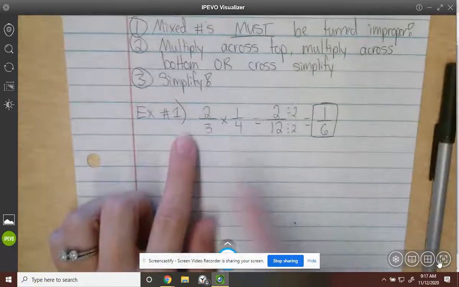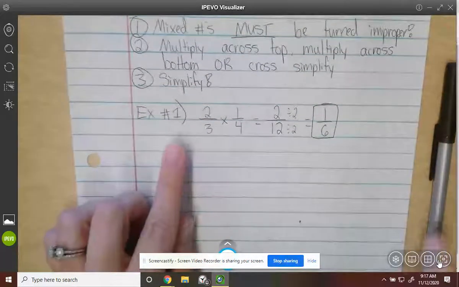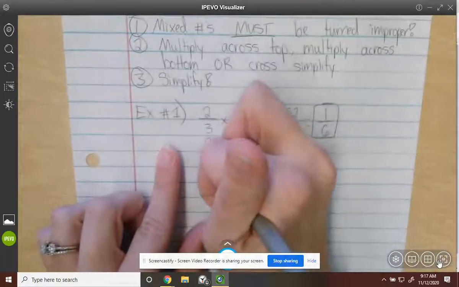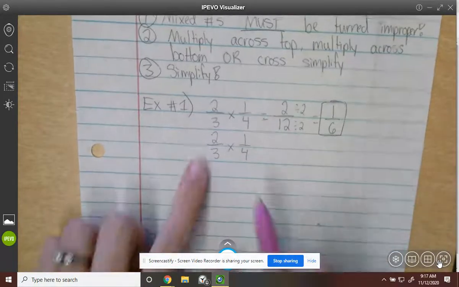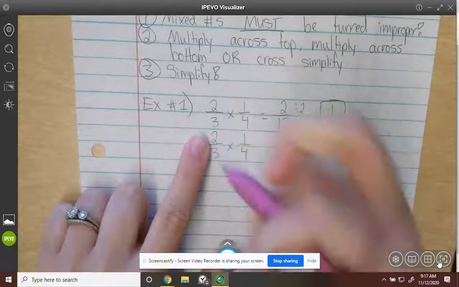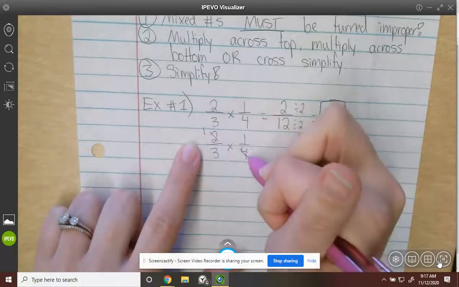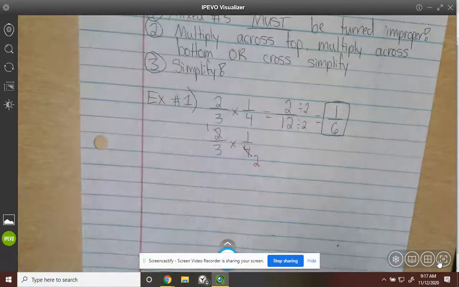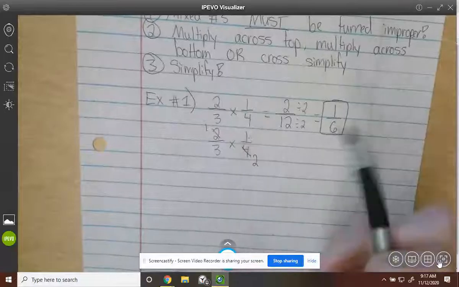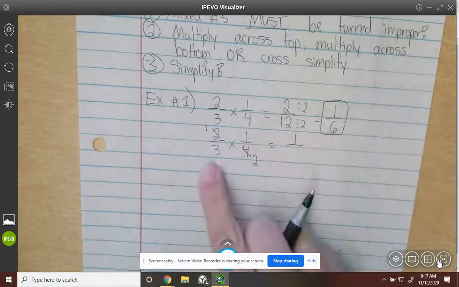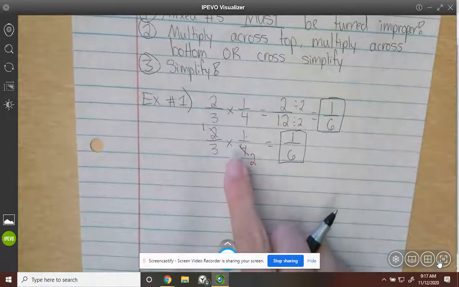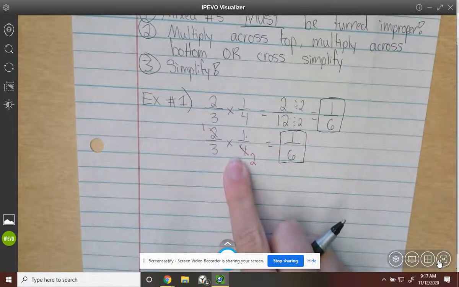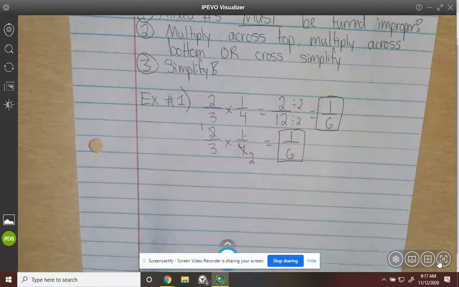Okay, that's way 1. Way 2, cross simplifying. I see 2 can go into 4, so I'm going to take 2 one time into 4, which now makes it 2. Now I multiply across the top, and I get 1. Multiply across the bottom, I get 6. This is the way that I like to do it. If that really confuses you, go with this. Okay?